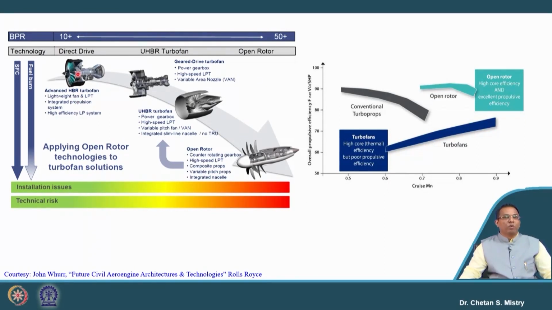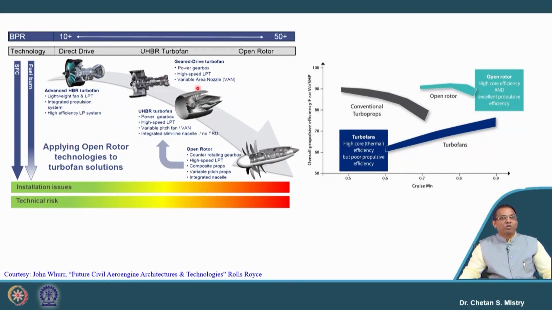Here, this is my direct drive configuration, where we have a lightweight fan, integration, and all components are very efficient. Now, in order to reduce my specific fuel consumption, we have moved towards the ultra high bypass ratio engine, where the diameter of the fan is larger, and if you compare, the size of my core is reducing.